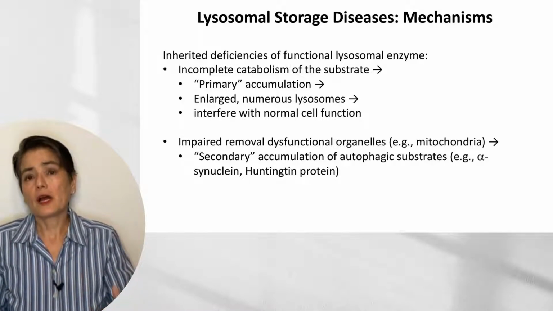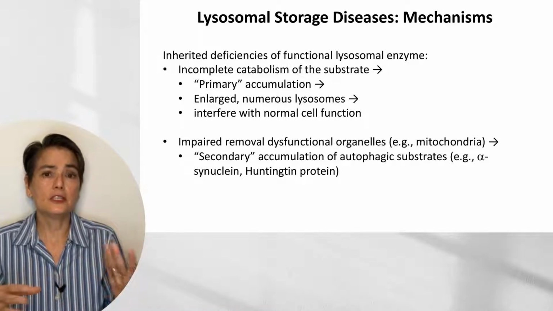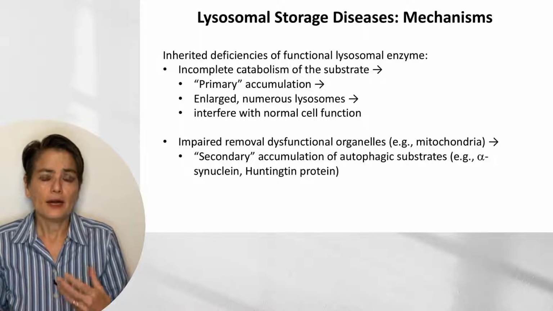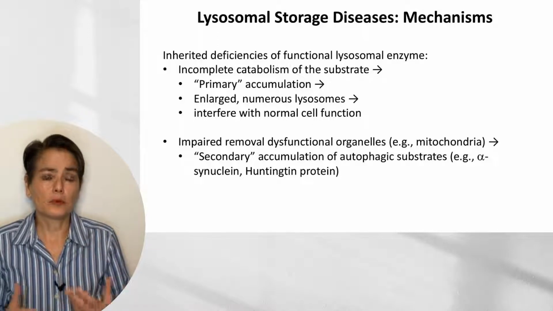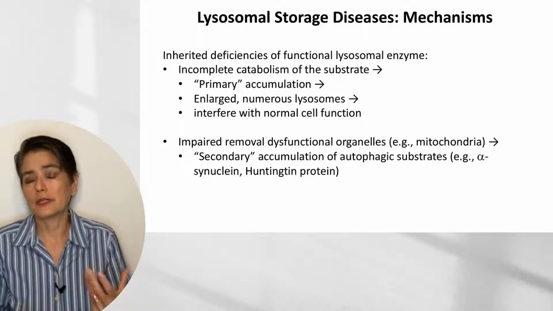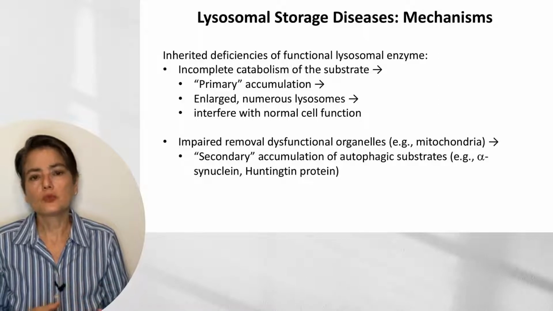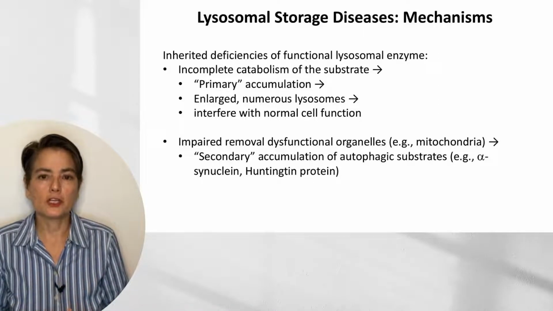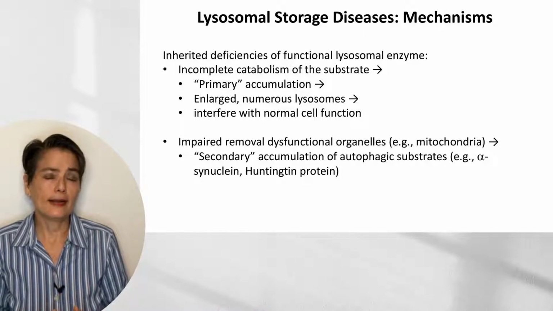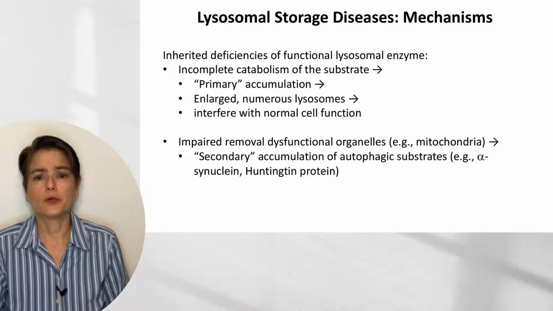The other issue brings us back to autophagy. So remember, one of the roles of the lysosomes is to deal with sort of defunct organelles. So this in particular is important with the mitochondria, because as mitochondria become leaky or have issues, they can cause release of reactive oxygen species, and that can cause injury. So this is where we have secondary accumulation of autophagic substrates, such as alpha-synuclein and Huntington protein. And this is something that we're going to see when we talk about neurodegenerative disorders.